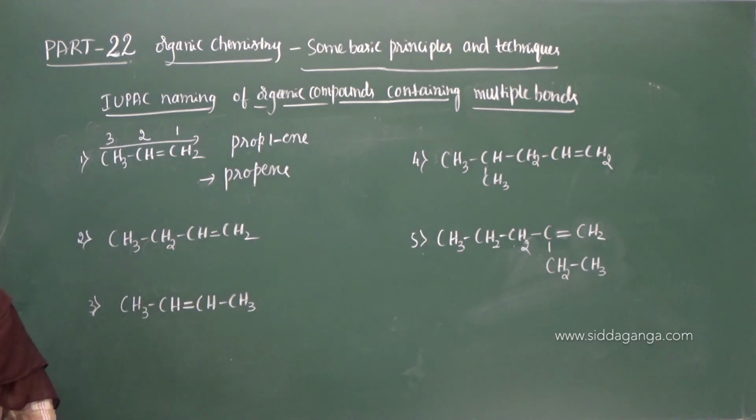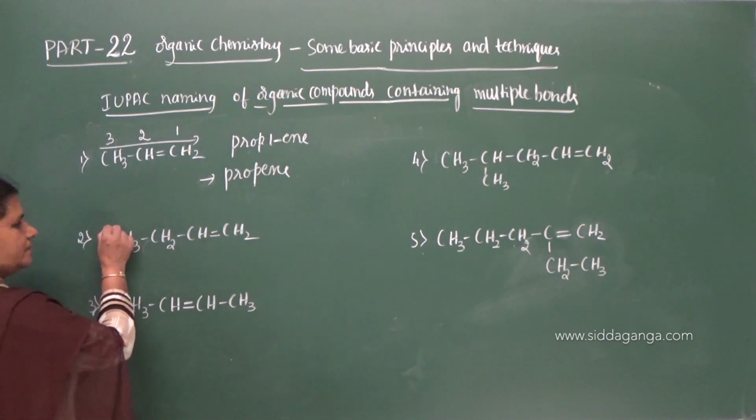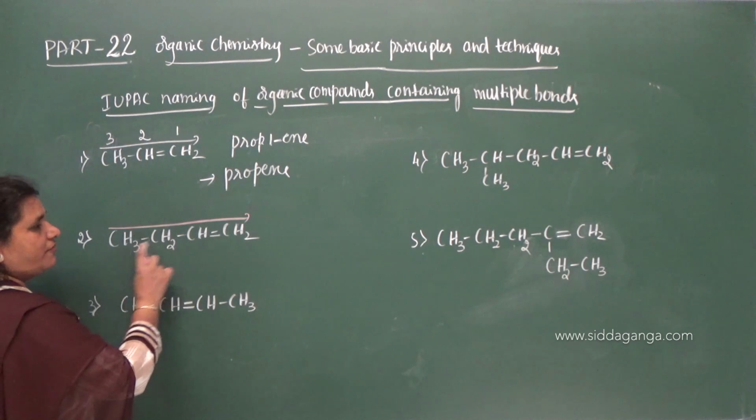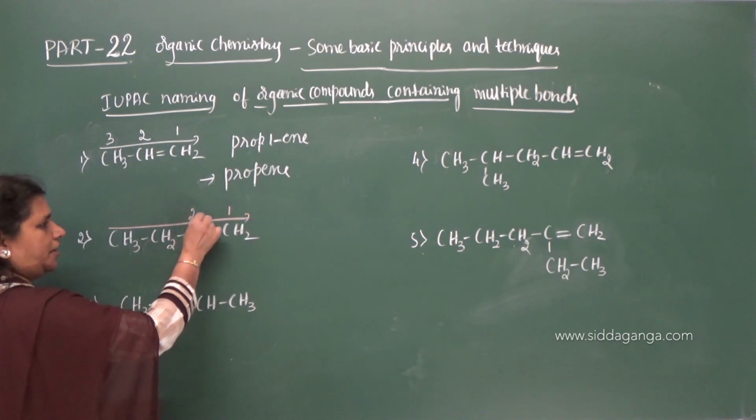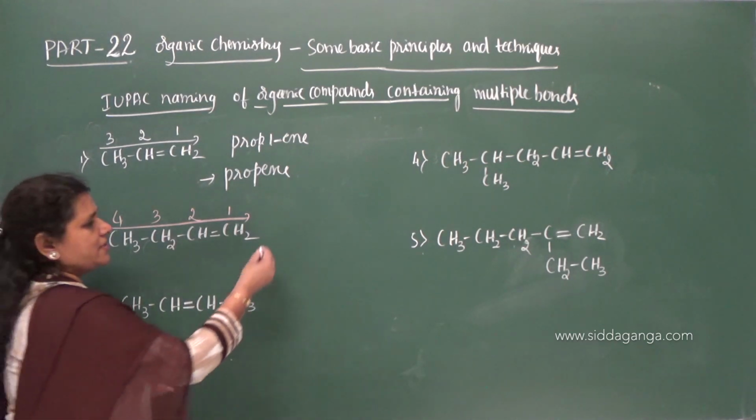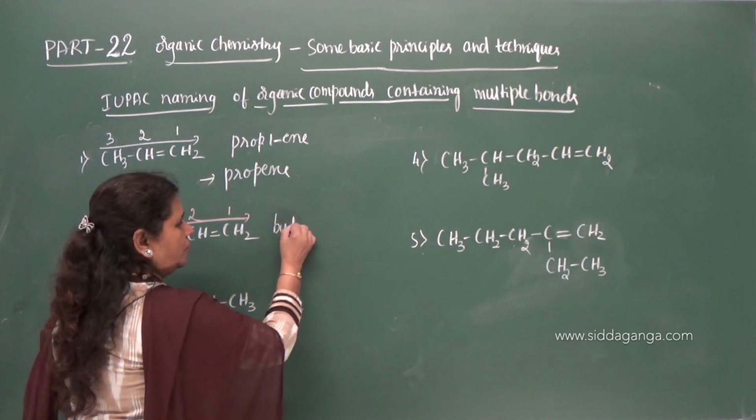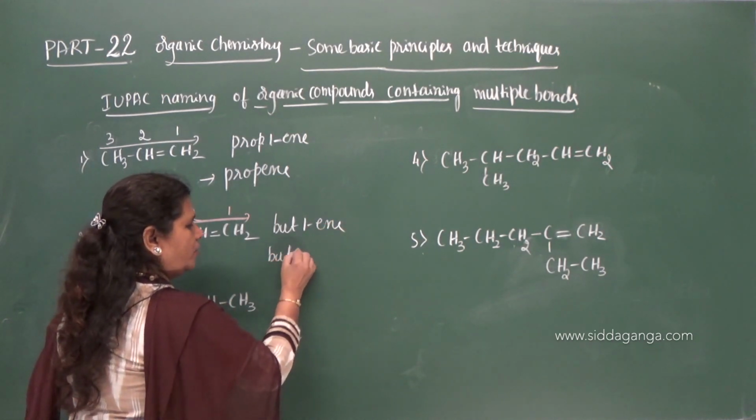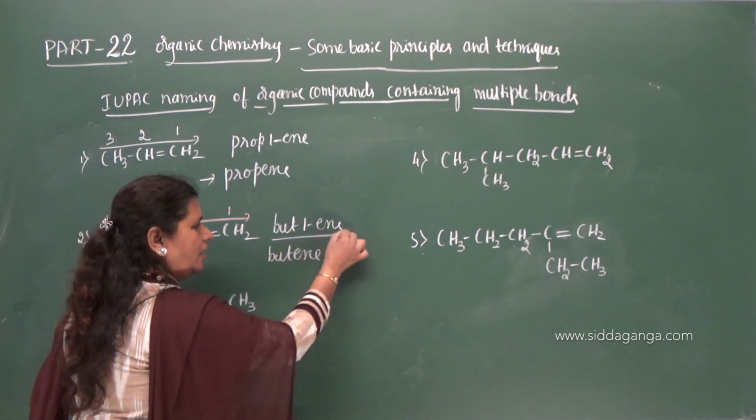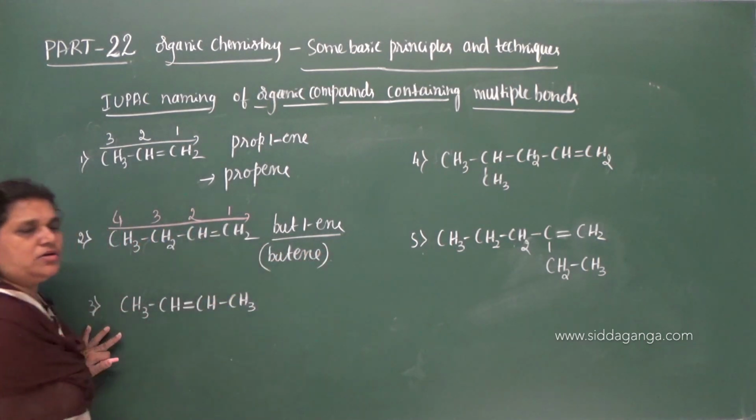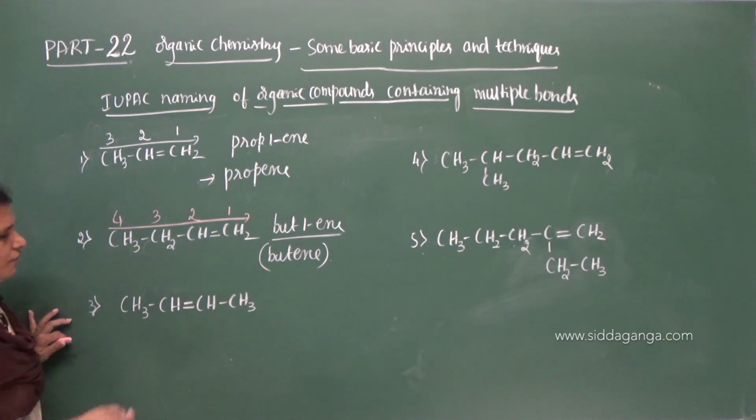In the second one, you select the chain. This is the selected carbon chain. Again you give the number from right to left: 1, 2, 3 and 4. So 4 carbon atoms are there. But-1-ene, or you can write it as butene, because you can ignore the locant 1.